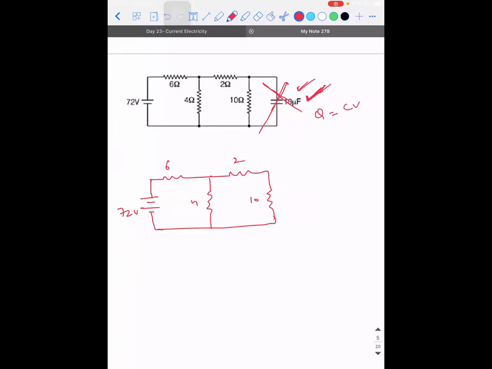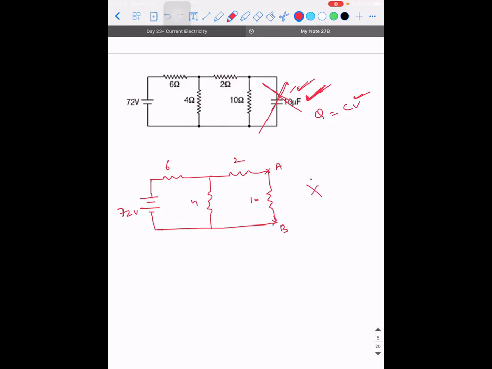Q is equal to CV, correct? So you know the capacitance. So what is it that indirectly we are supposed to find in this question to find the charge on the capacitor? My work is to find the potential difference across the capacitor. The potential difference across the capacitor is exactly the potential difference across the 10 ohm resistor in this new circuit. Guys, are you able to understand?